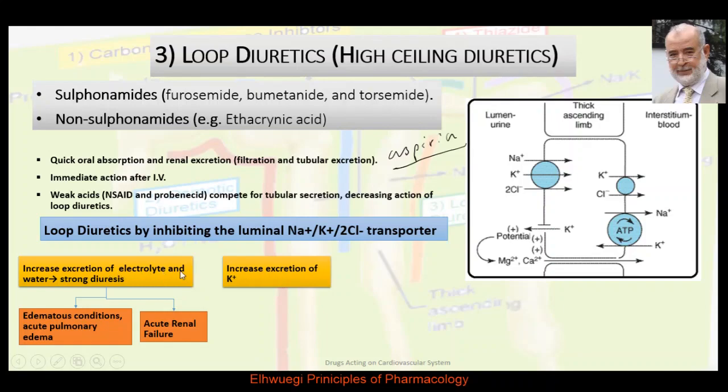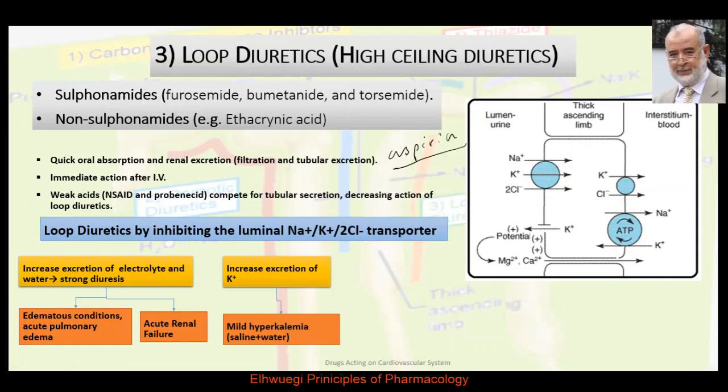Second, they will increase the excretion of potassium because they inhibit reabsorption of potassium. They increase the excretion of potassium, and this is why they are used in certain cases of mild hyperkalemia. Some people suffer from mild hyperkalemia, a high potassium level in the blood.